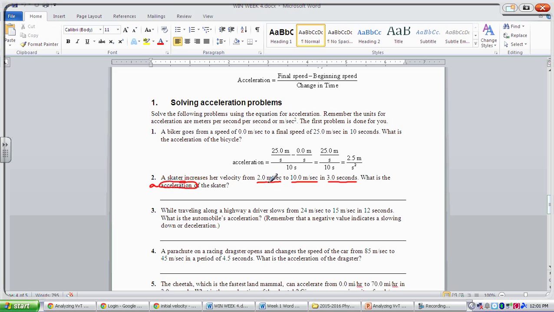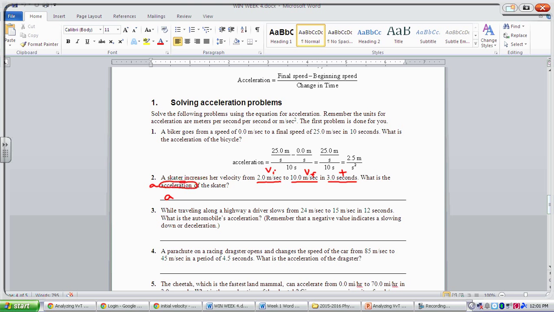This first velocity, the one that you start at, is your initial velocity, your beginning speed, the speed that you start with, okay? So we're going to put VI for initial velocity. And then this 10 meters per second is our final velocity, so we'll put VF. And this 3 seconds is a time, so that's going to be our time. We're going to take the 2 meters per second, the 10 meters per second, and the 3 seconds, and we're going to plug them into this equation up here for acceleration.